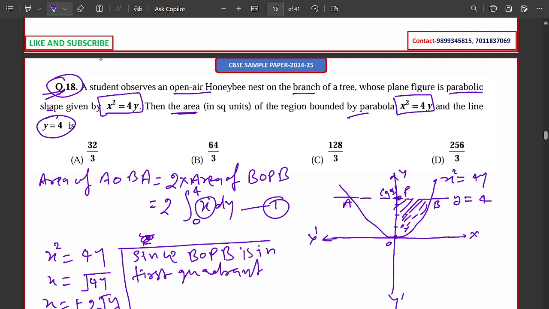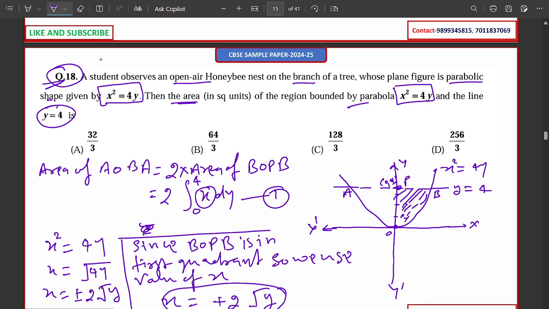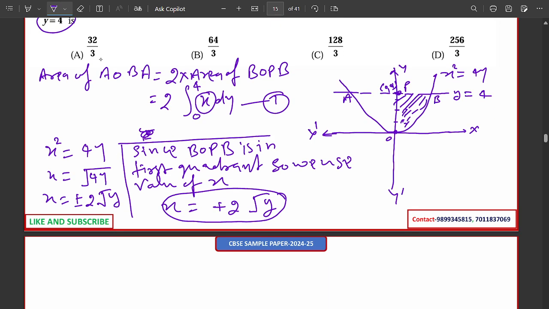in the first quadrant, we use the value of x equal to plus 2 square root y. We should use the positive value because in the first quadrant the value should be positive. Now after that, area of AOBA is equal to 2 times the integral from 0 to 4 of the value of x, which is 2 square root y dy.